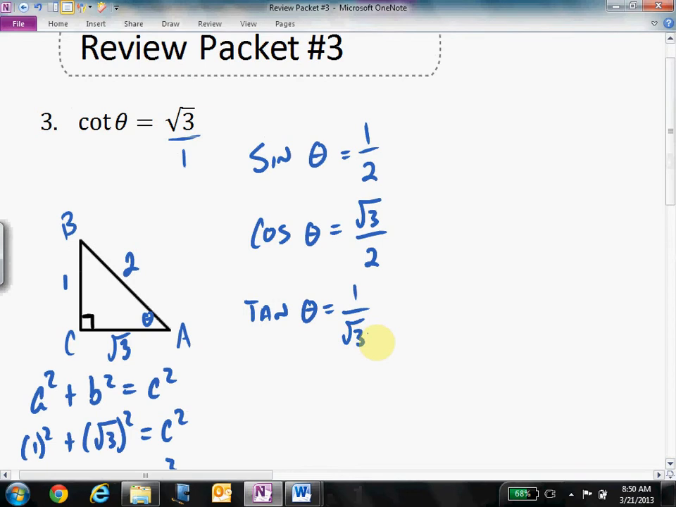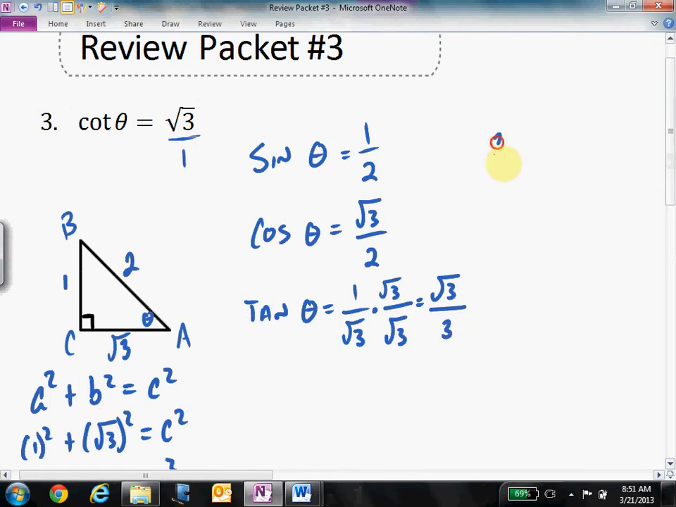You're probably realizing that we have a square root in the denominator, which is not acceptable. We have to simplify it by rationalizing the denominator. So I'm going to multiply by square root of 3 over square root of 3. 1 times square root of 3 is simply the square root of 3. Square root of 3 times square root of 3 will simplify to 3.